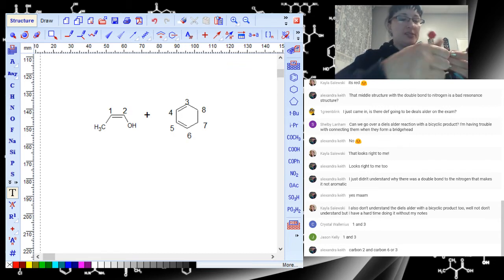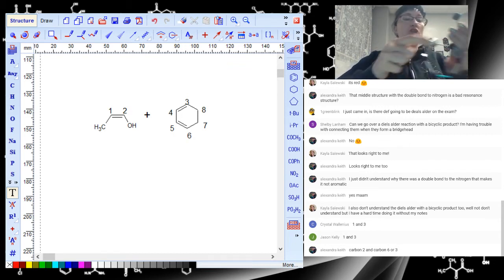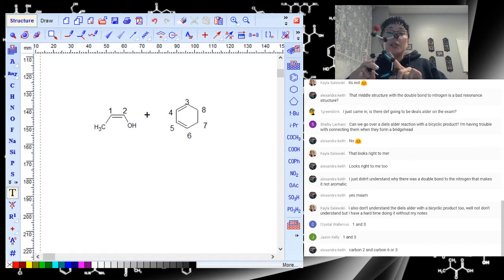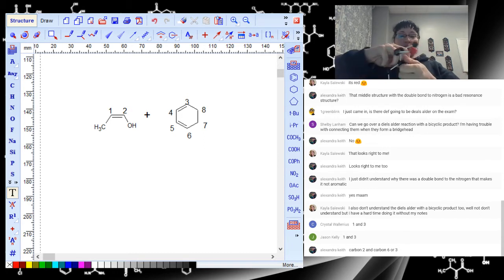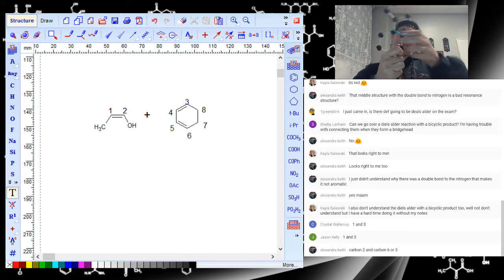So I will replace that. Check. And this bond here has to break, and that's what goes on to form the double bond between carbons 4 and 5, right? So remember that the carbon between the two dienes, those carbons are the ones that are going to form the new double bond, okay? So I'm going to just take this and flip it basically.